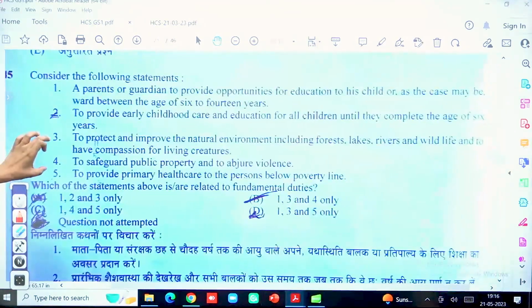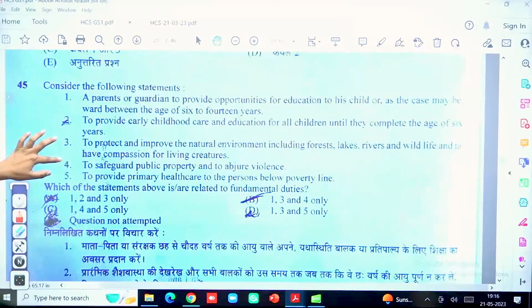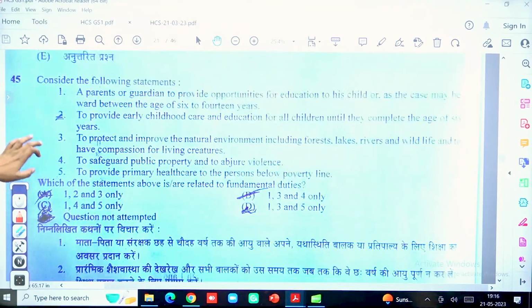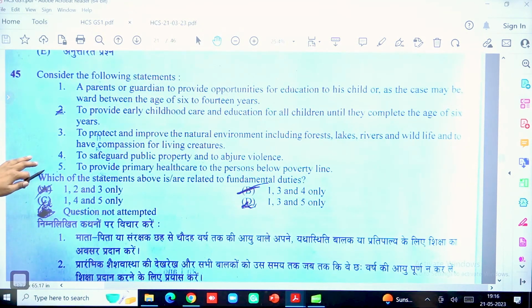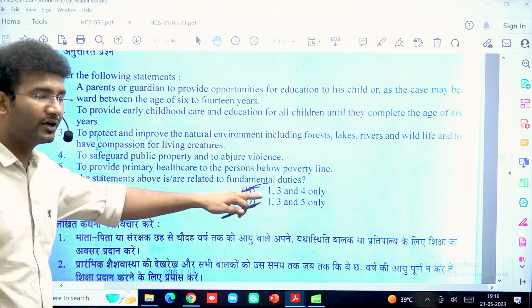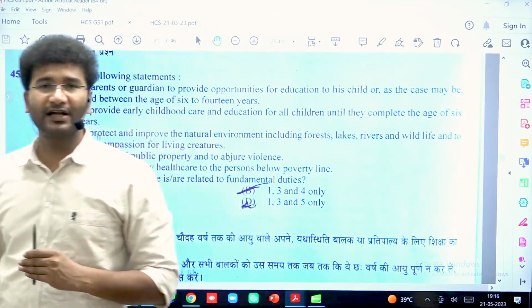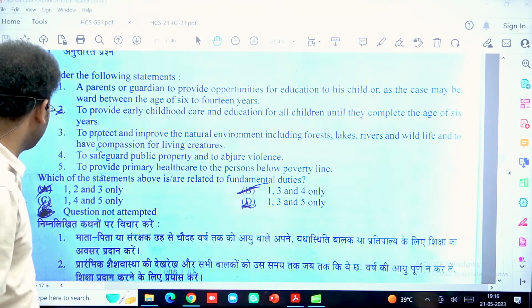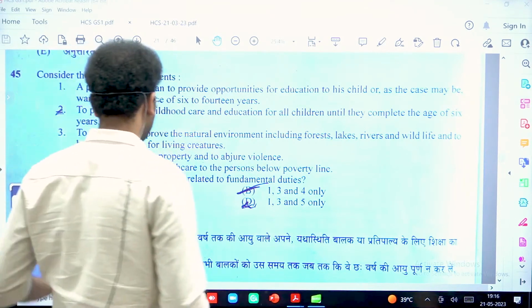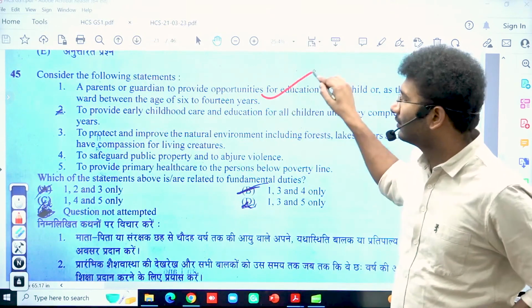Question number 45. Consider the following statements. A parent or guardian to provide opportunities for education to his child or ward between the age of 6 to 14 years. The question is, which of the following are related to the fundamental duties? Is this part of a fundamental duty? Yes, statement 1 is part of the fundamental duty.